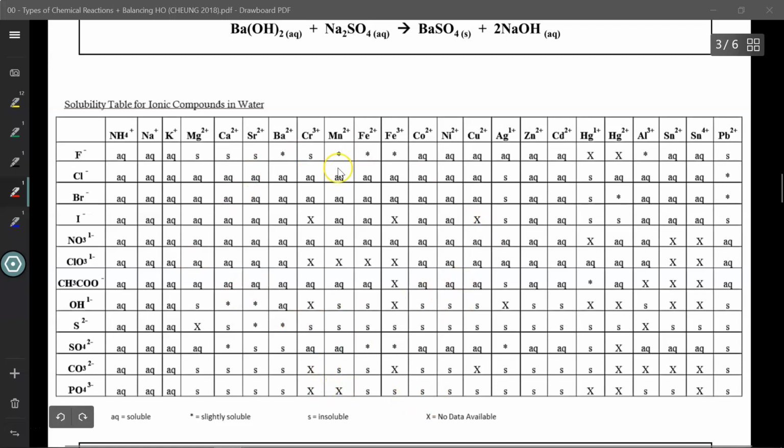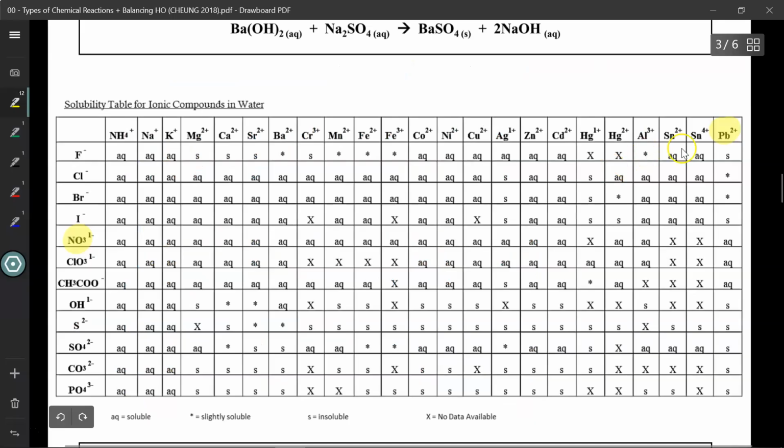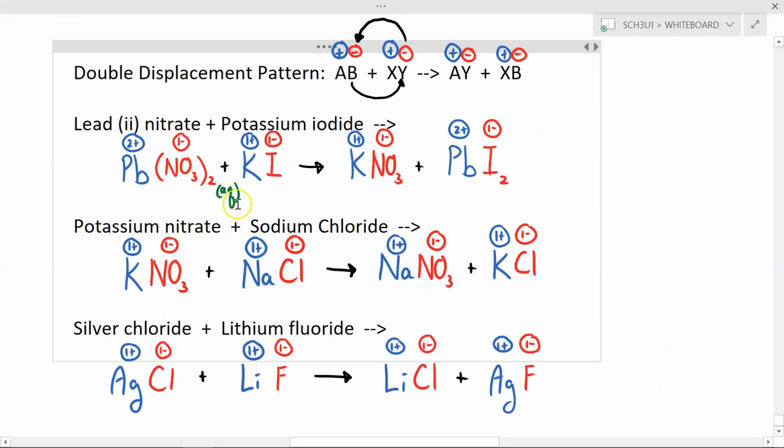So how do we use this table? Let's look at lead 2 and nitrate. Then we're going to play a little battleship. Where these two meet will tell you whether or not that compound, lead 2 nitrate, is soluble or insoluble in water. In this case, it says AQ, and AQ means aqueous, meaning it will dissolve in water. So I'm going to write AQ next to lead 2 nitrate to tell me that this will dissolve in water.